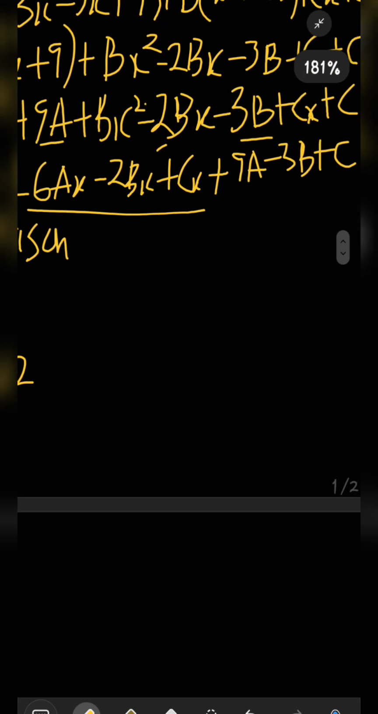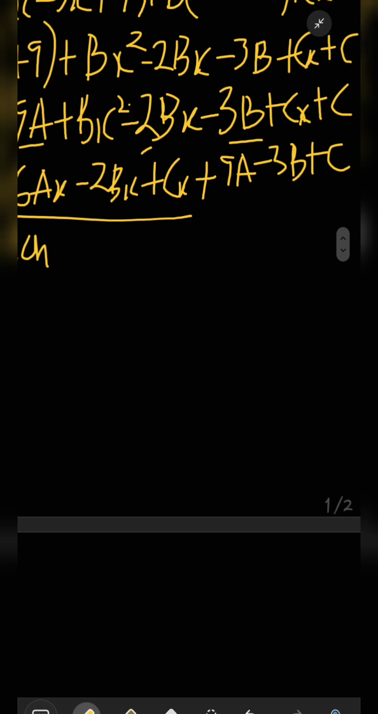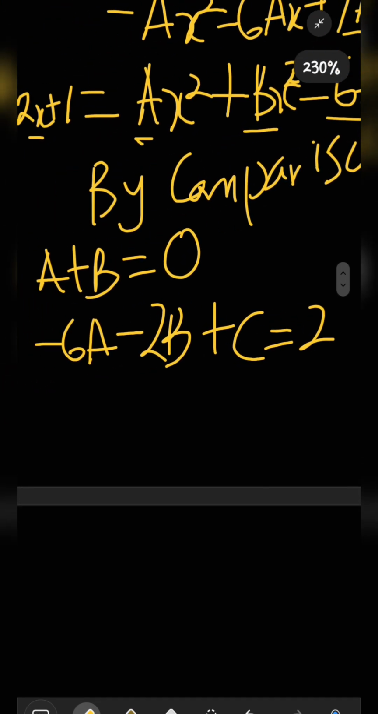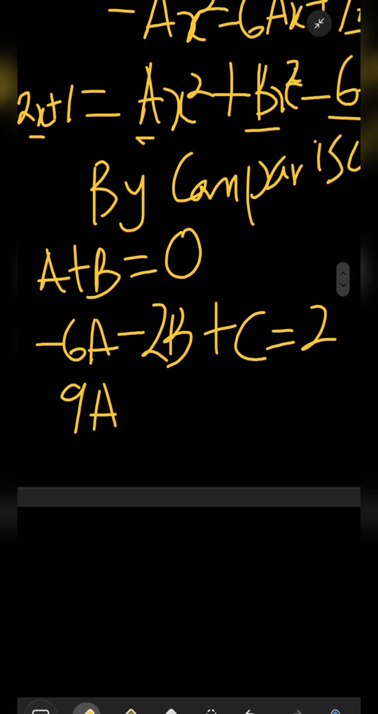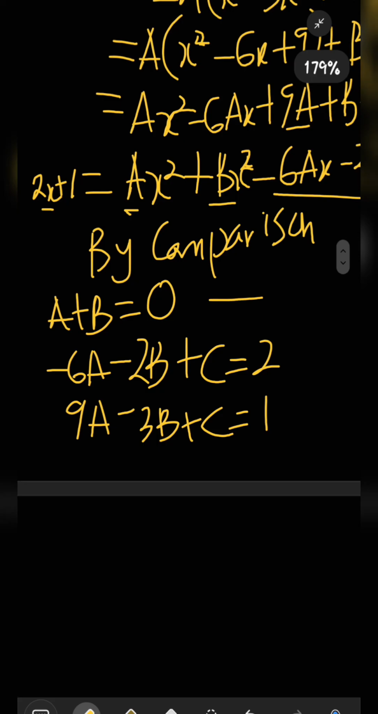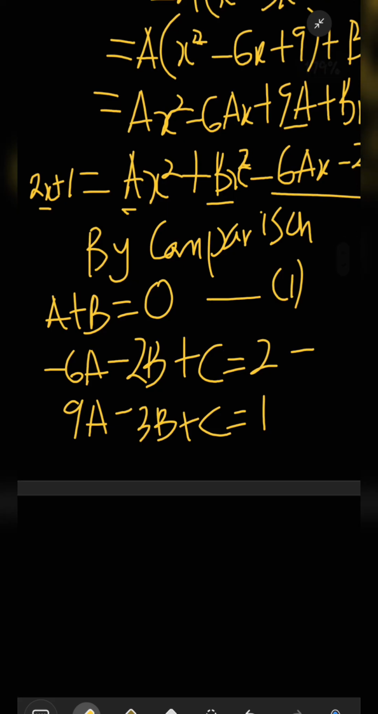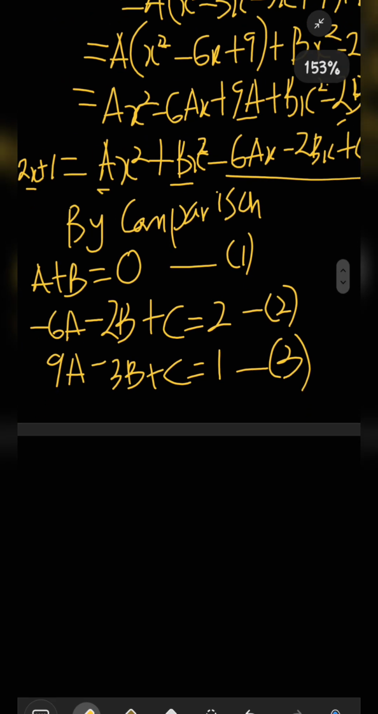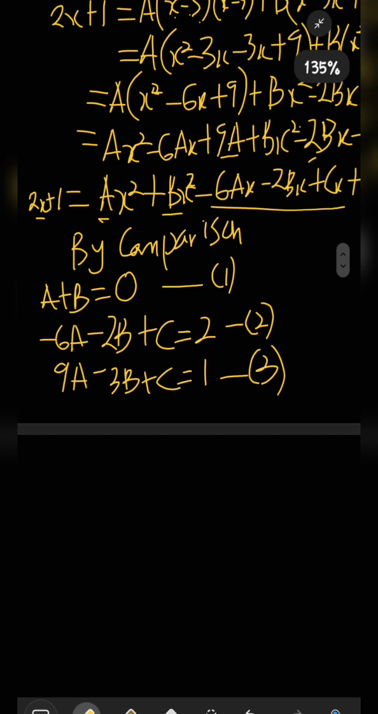Then, for the constant, we have 9A minus 3B plus C. So we have 9A minus 3B plus C is equal to 1. So we can call this equation 1, this equation 2, and this equation 3. So we can now solve simultaneously.